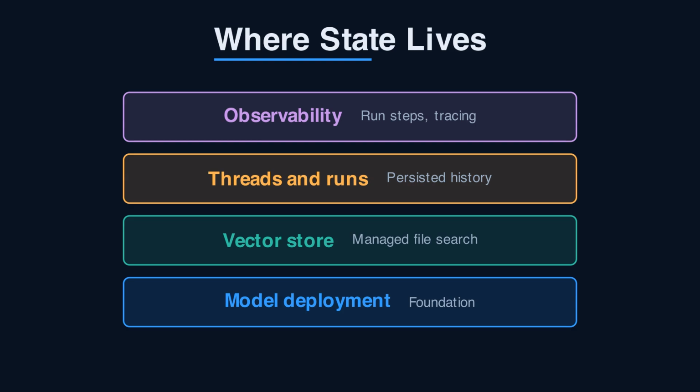Threads grow unbounded, so for long sessions you'll pay in tokens as history replays into the context window. And because the loop is server-side, your observability comes from run steps and the service's tracing, not your own logs. Wire up Azure Monitor and OpenTelemetry tracing early, or you'll be debugging blind.